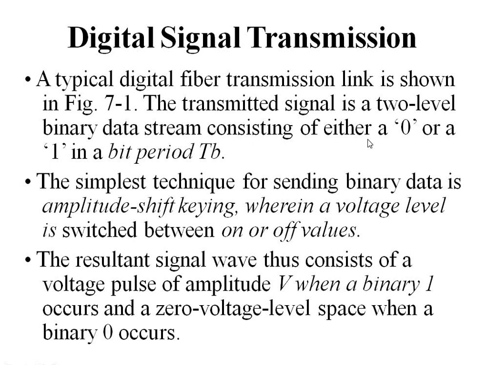One of the simplest techniques for sending binary data is amplitude shift keying or on-off keying, where a voltage level is switched between two values, which are usually on or off. The resultant signal wave will consist of a voltage pulse of amplitude V when a binary 1 occurs and a 0 voltage level space when a binary 0 occurs.